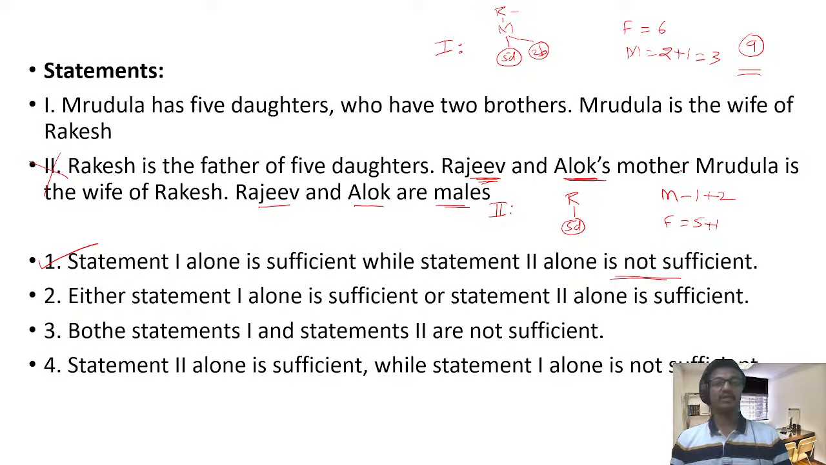There is a possibility like Suresh or Ramesh, some names you can take. Had it been given as the only children of Mrudula, Rajiv and Alok, then you would get the solution in this case. But this statement 2 is not sufficient to provide the solution. So that's why option 1 is the correct answer.